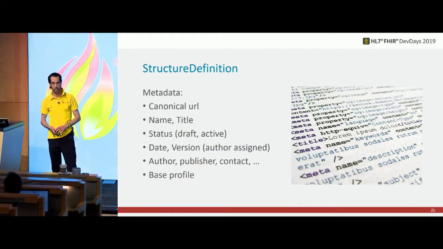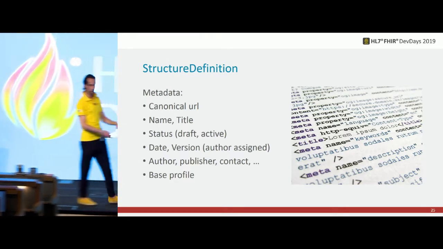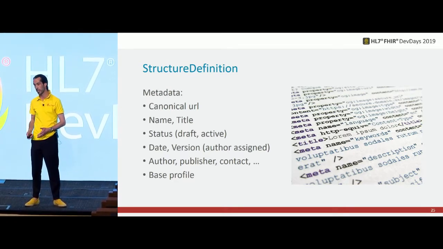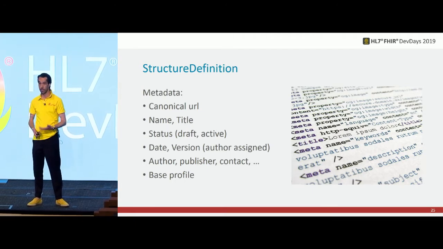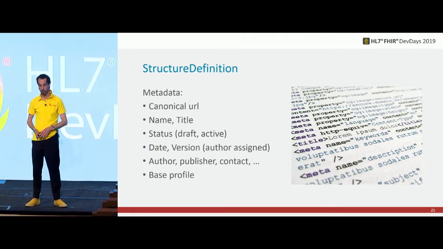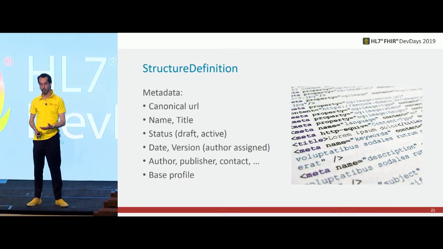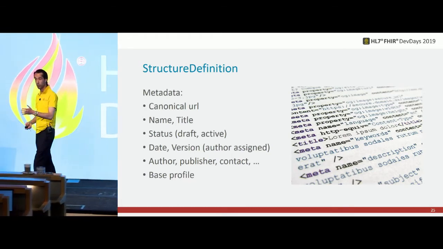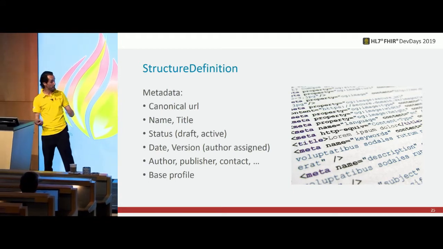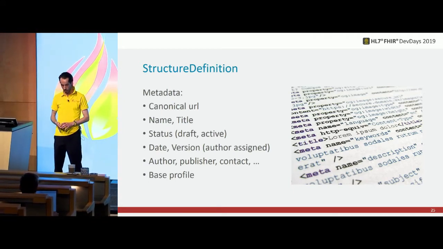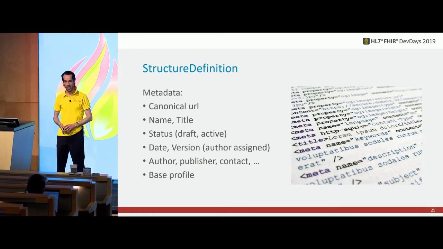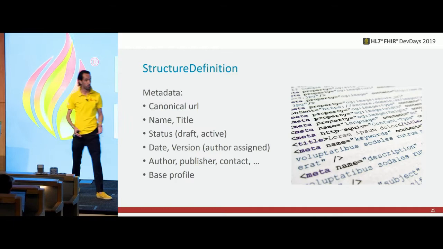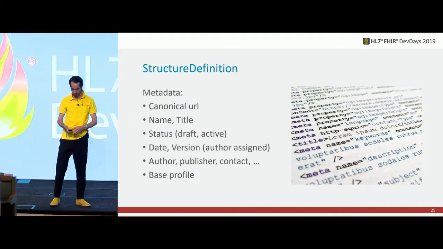You have a status saying, I'm still working on this profile, we're in draft, and then once it's finalized, you bump that status to active. It has a date. It has an author-assigned version that you can use within your workflow. You can add some information about the publisher, contact information, so when people find that profile, they know who to talk to when they have feedback or comments. And it refers to the base profile, saying this is a profile on patient, or this is a profile on observation, or this is a profile on somebody else's patient.